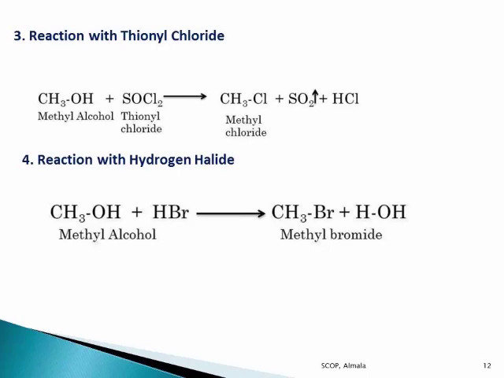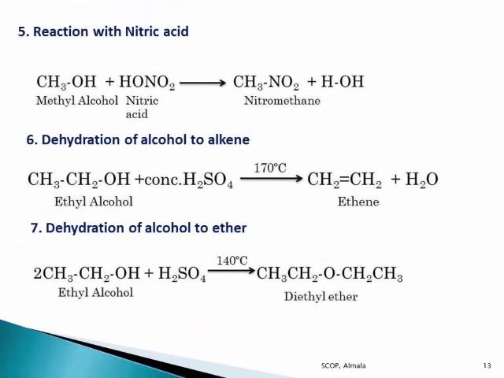Reaction with hydrogen halide. Methanol when treated with HBr gives methyl bromide. Reaction with nitric acid. Alcohol when reacted with nitric acid gives nitroalkane. For example, methyl alcohol when treated with nitric acid, that is HNO3, gives nitromethane, that is CH3NO2.